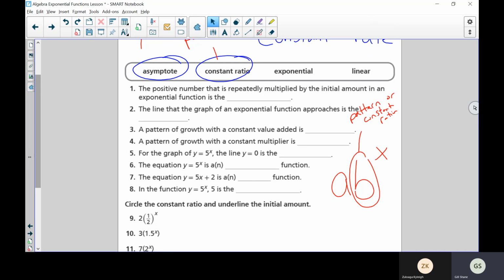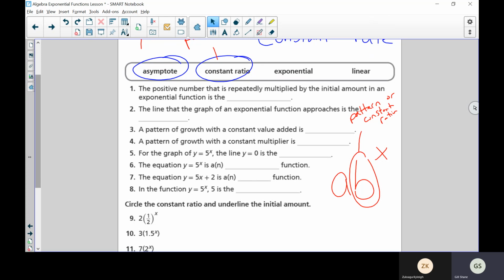Number 6. There's a lot of people I'm having to talk over. So number 6, in that particular equation, is that an exponential function or a linear function? It's exponential. Anytime you see an exponent, even if it's a variable, it's exponential. Now look at the next one. Do you see any exponents in that? No. Then it's linear.